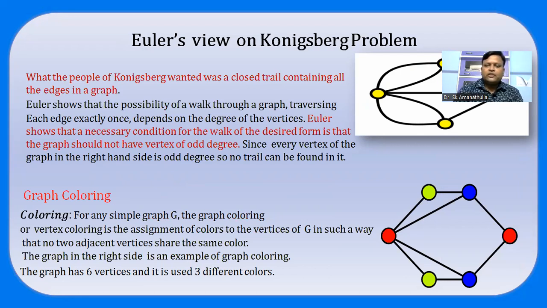What is graph coloring? Graph coloring is an assignment of colors to the vertices of a graph in such a way that any two adjacent vertices have different colors. In such a problem, our aim is to minimize the number of colors, and using the minimum number of colors, we have to color that graph completely. This is our problem.